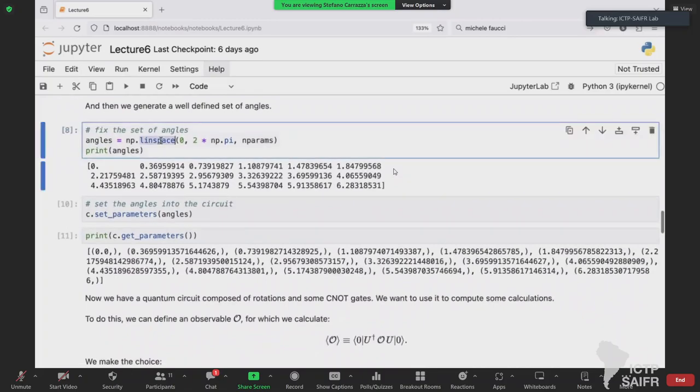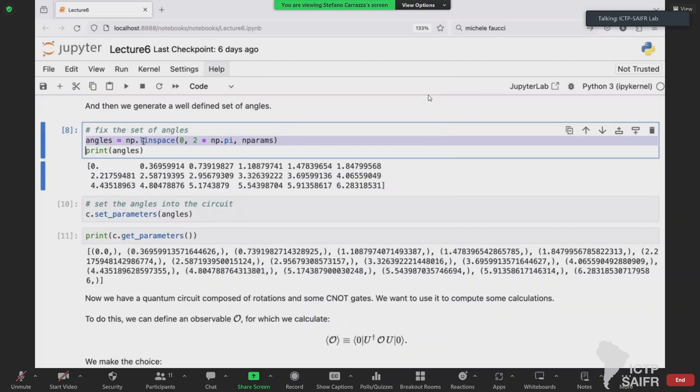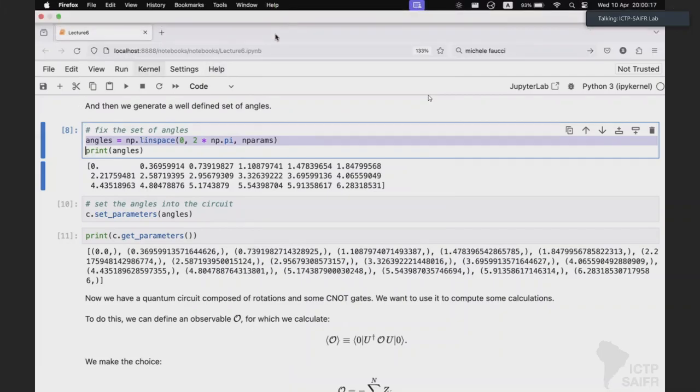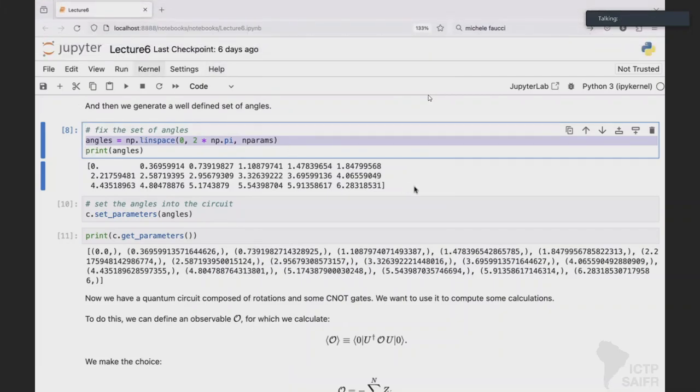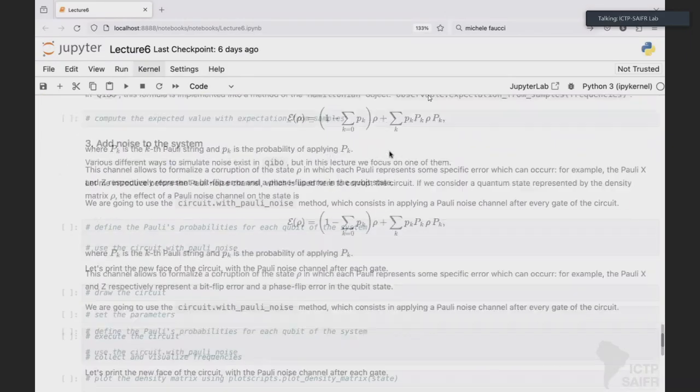No. The angles are the same because we are using the linear spaced function to generate angles from 0 to 2 pi. It's not random. They are not random. No. Yeah, in this case, we wanted to have all the laptops with the same output. It's a specific set of points, like if you divide the 0 to pi range into 18 points, equally distributed.